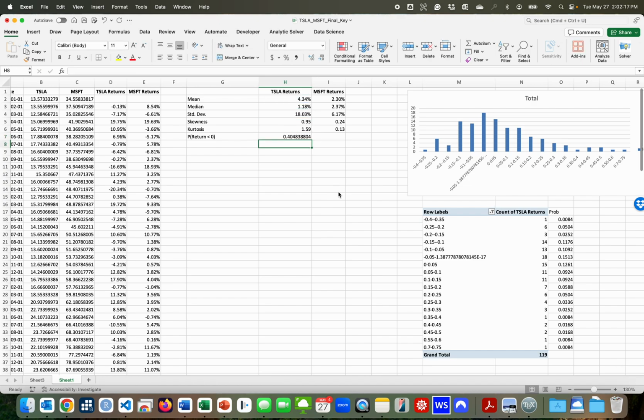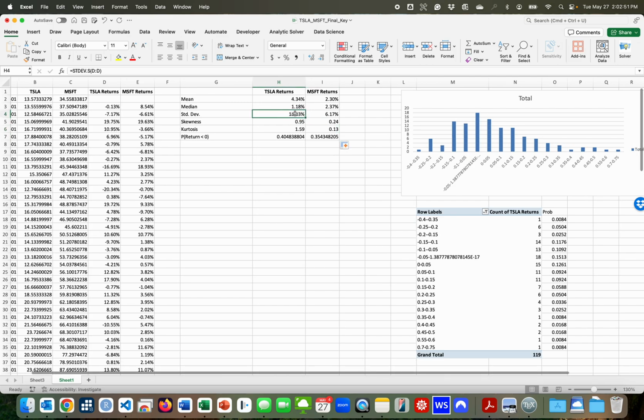If we hit enter, we get 0.40. So the probability of observing a return that's less than 0 would be 0.4, assuming this is the correct mean and this is the correct standard deviation. For Microsoft, if we just drag this over, we're going to get 0.35. So notice that the mean for Tesla is greater than the mean for Microsoft, but the probability of observing a negative return is higher for Tesla than it is for Microsoft. That's because the standard deviation is so much larger.